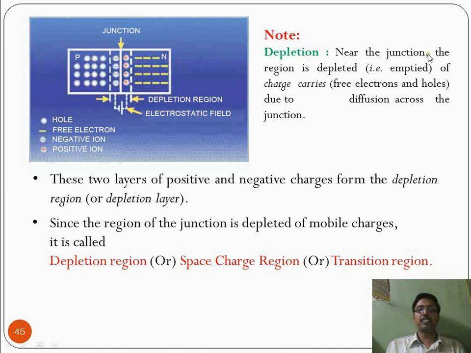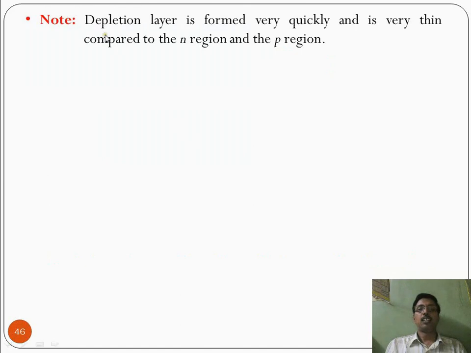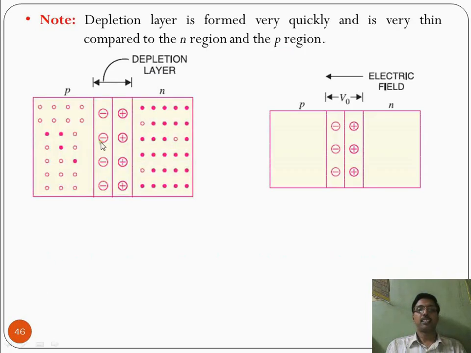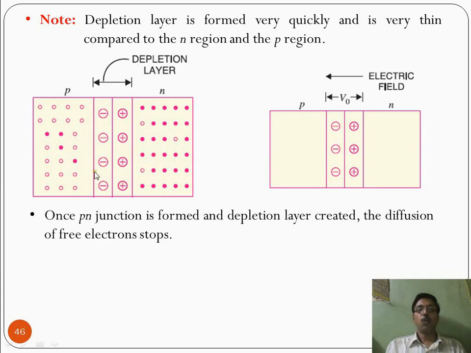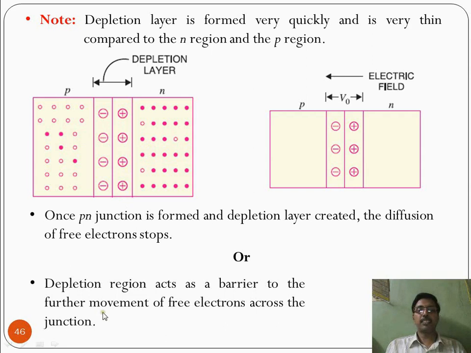Note that near the junction, the region is depleted, that is, emptied of charge carriers. Note here the depletion layer is formed very quickly and is very thin compared to the N region and P region. Once the PN junction is formed and the depletion layer is created, the diffusion of free electrons stops. Free electrons cannot diffuse across this junction. We can say that the depletion region acts as a barrier to the further movement of free electrons from the N region to the P region, or holes from the P region to the N region.